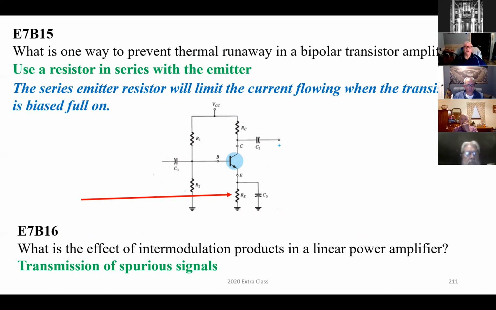What is one way to prevent thermal runaway in a bipolar transistor amplifier? That would be to use a resistor in series with the emitter. The series emitter resistor will limit the current flowing when the transistor is biased full on.